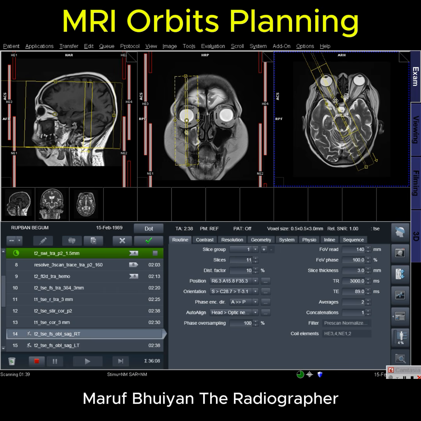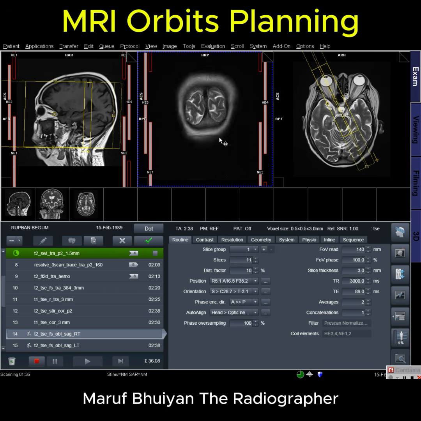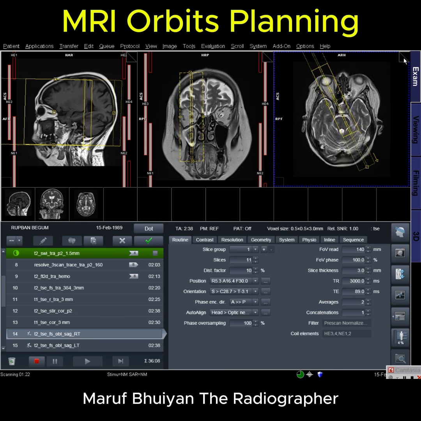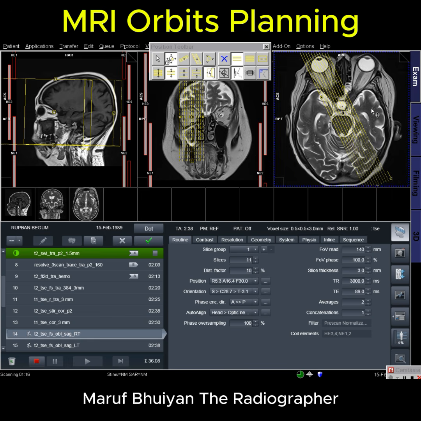So on the axial image, plan the positioning block over the right orbit, and the slices should be parallel to the optic nerve and cover the whole orbit from right to left, and the rectus muscle should be covered by the slice.